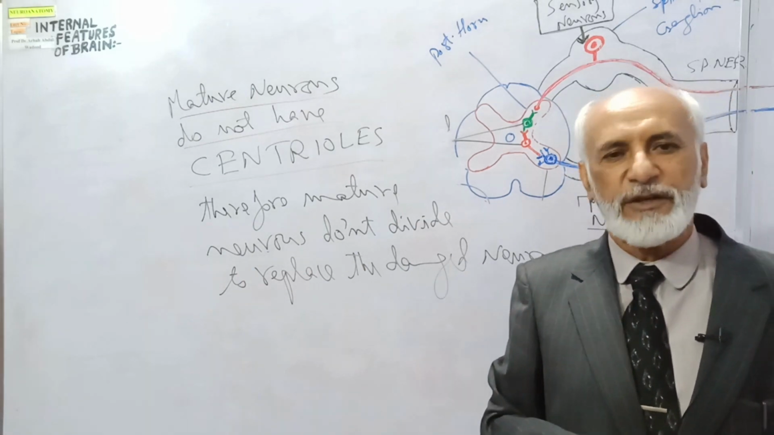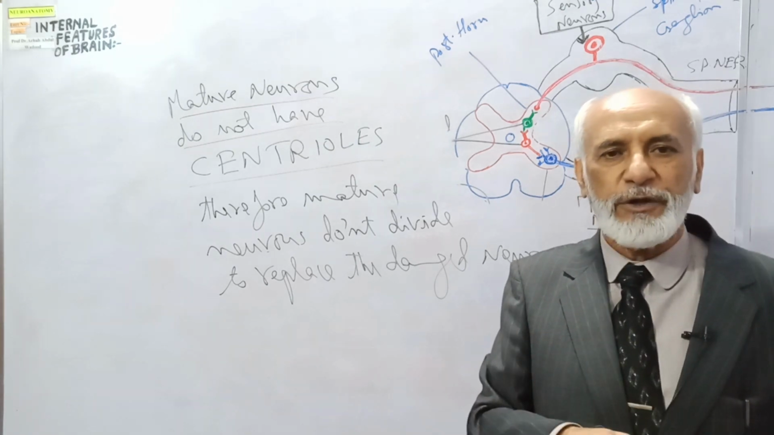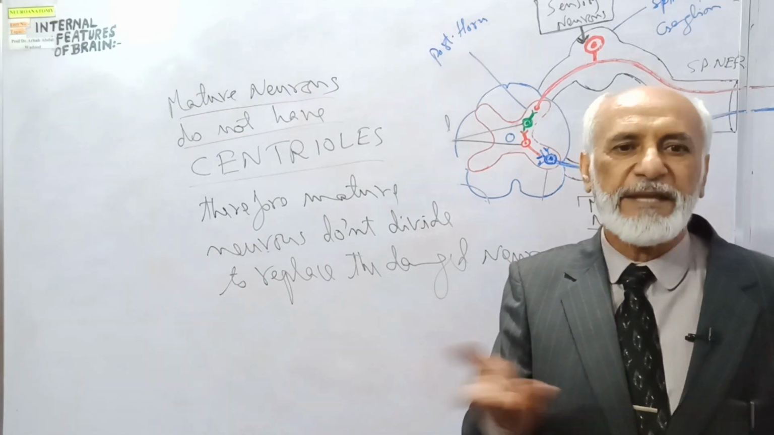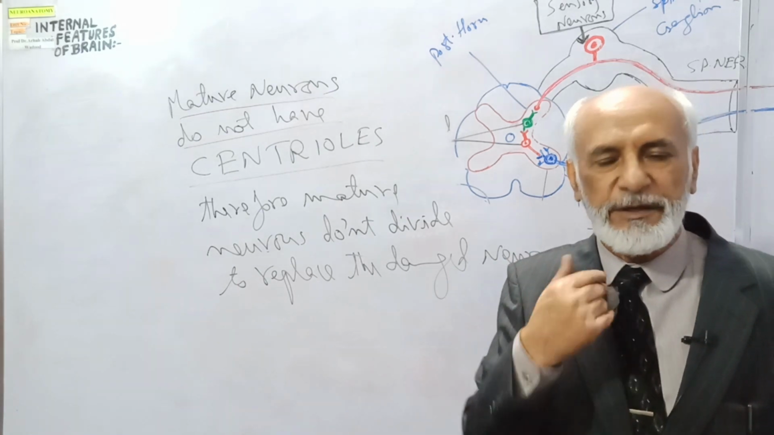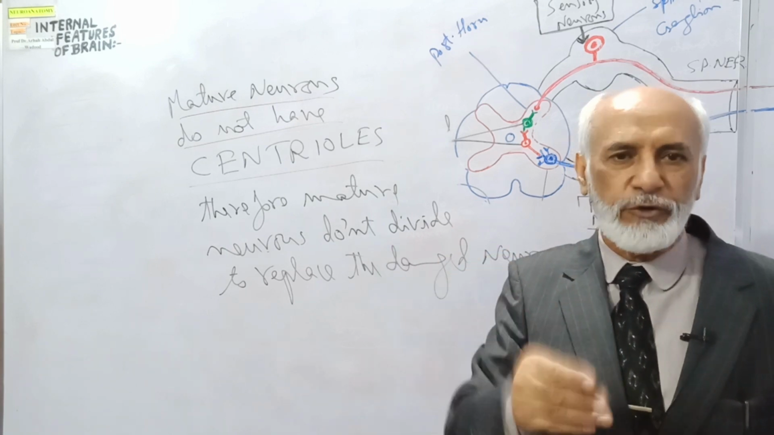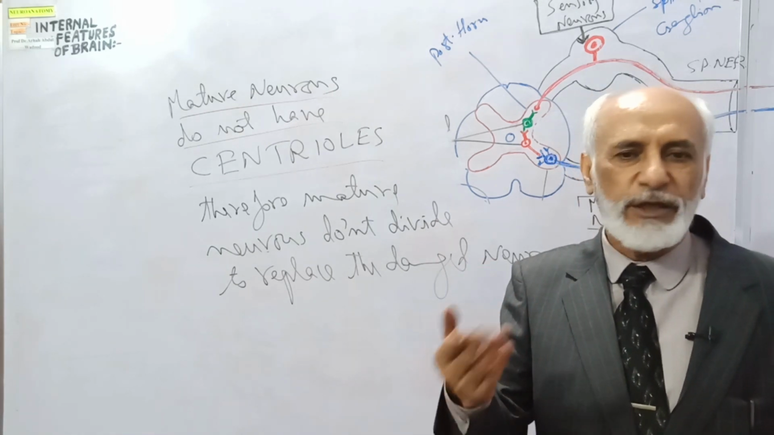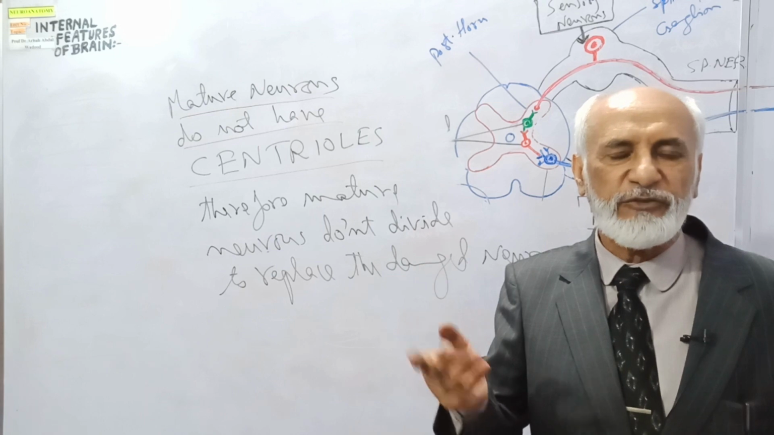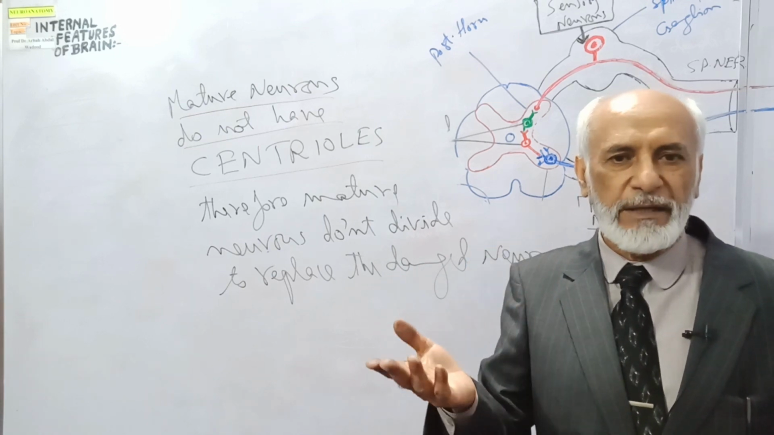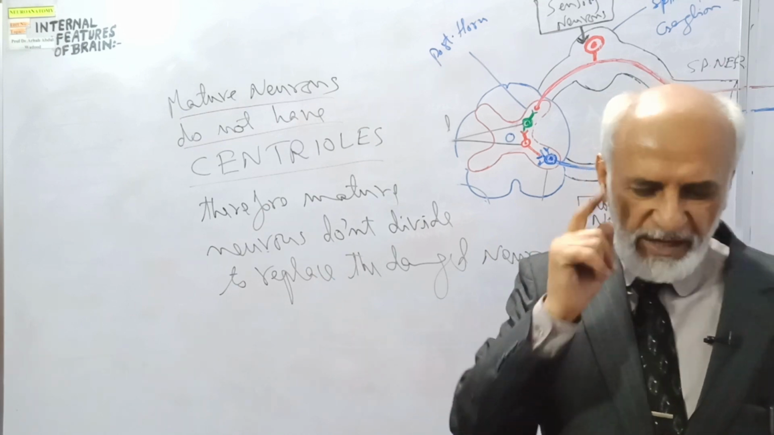Immature neurons have centrioles. They can divide. So in the earlier stages, the immature neurons have centrioles. Therefore, the immature neurons can divide and can replace the damaged neurons. But once those immature neurons become mature, their centrioles disappear, then they lose the ability to divide. Therefore, repair of the damaged nervous tissue does not occur by nervous tissue in adults, in the mature brain, because of absence of centrioles. But there is only one exception.